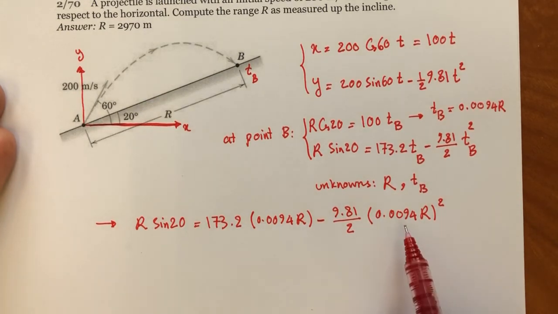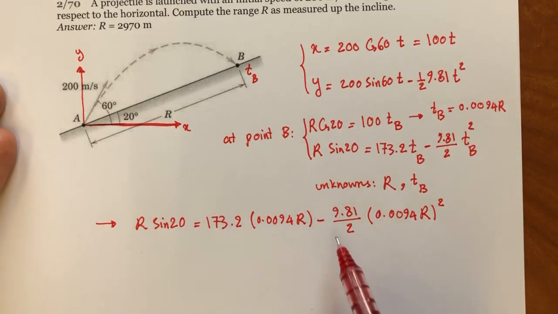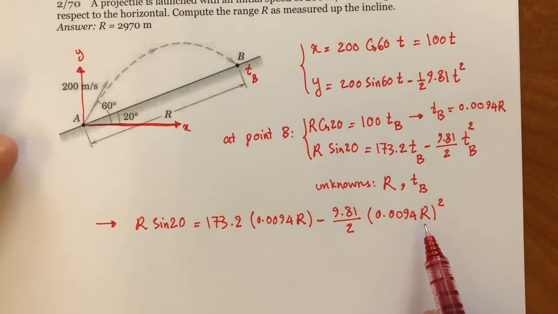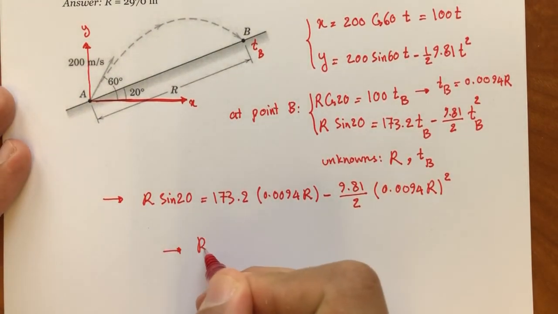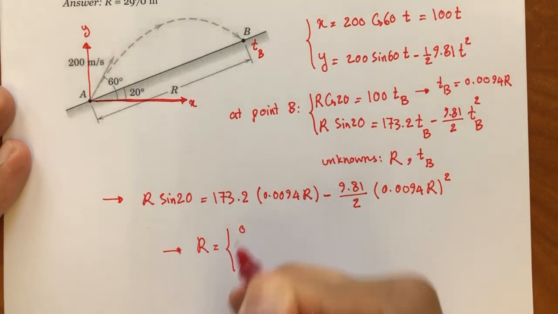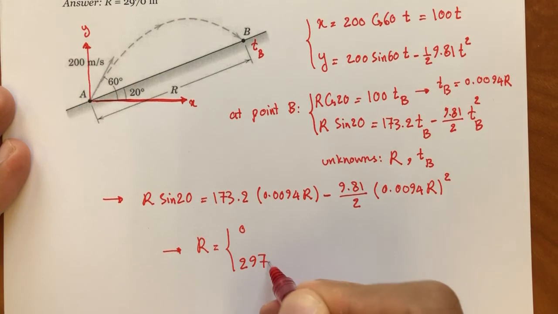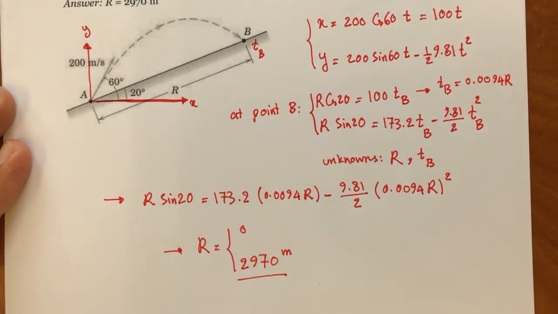One of the solutions is trivial. R can be equal to 0, right? So if you separate that solution, you can cancel out r from both sides of the equation and have only a linear equation for r. So it is quite easy to solve this problem. So r is going to be equal to, we're going to have two solutions, 0 and also 2970 meters. And of course, this is going to be the acceptable solution.